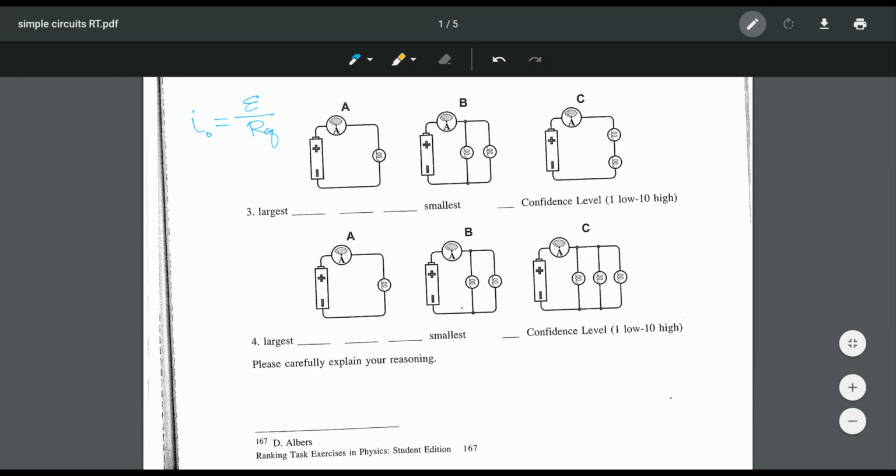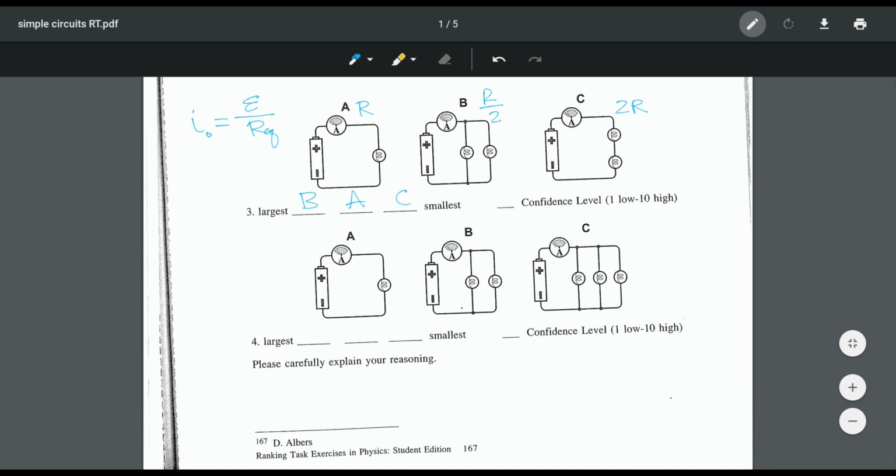So equivalent resistance in case A is just R. Case B, R over 2, since I've got two resistors in parallel. Case C is 2R, since I've got two resistors in series. So I'm just going to rank inversely with that. The lowest resistance, of course, is going to have the greatest amount of current. So that'll be case B, then A, then C.